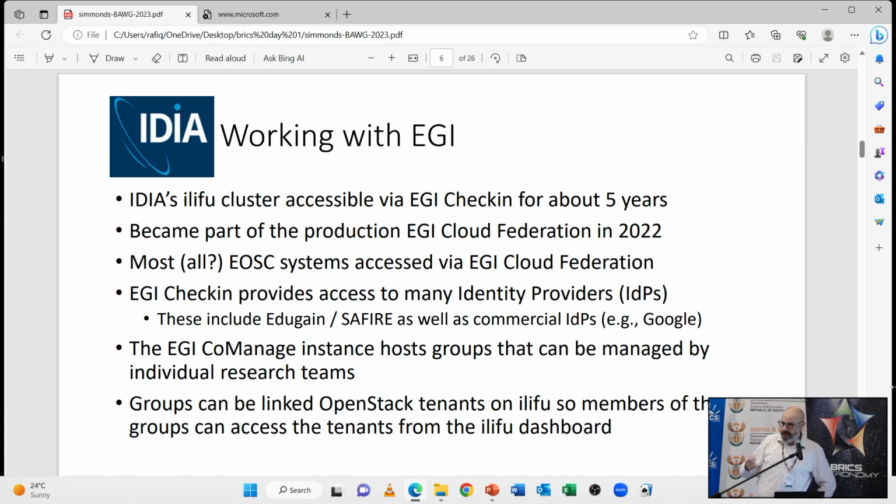So EGI uses a tool called CoManage, which allows people to manage their individual research groups for authorization. That's really important because it means if a particular project gets access to ilifu and they get access to a system in India, then the owner of that project can either manage the people who can access those systems or delegate that to somebody else. So that means you don't have to keep on talking to system administrators. It's a multi-level authorization approach where the system owner authorizes a project, and then the project authorizes the people.